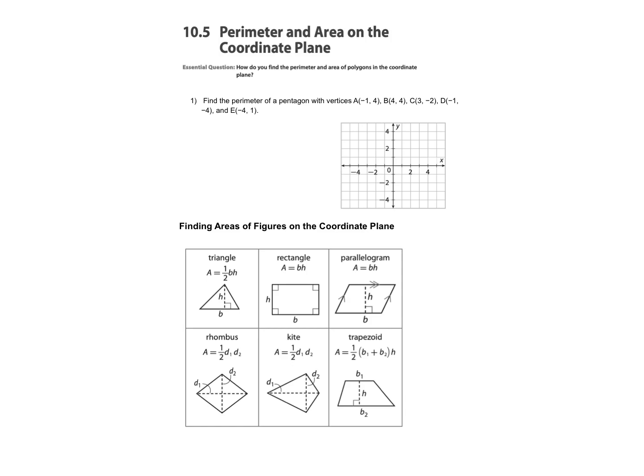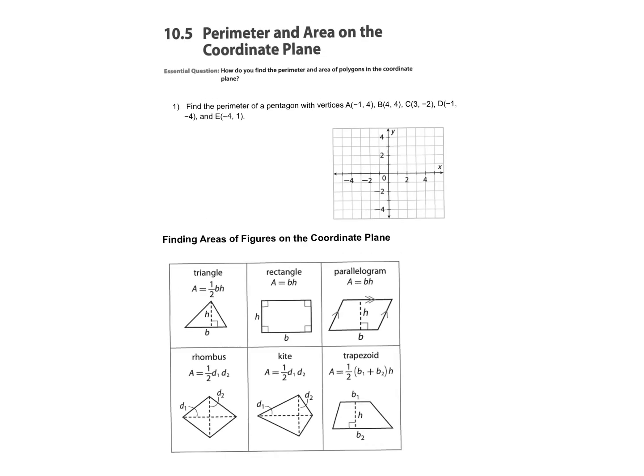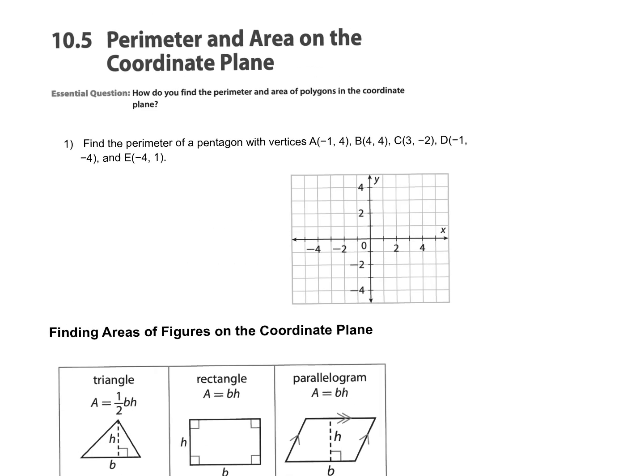Okay, so 10.5 is perimeter and area on the coordinate plane. So remember, perimeter is distance around a figure. So this first one says find the perimeter of a pentagon with those vertices. So let's plot those vertices.